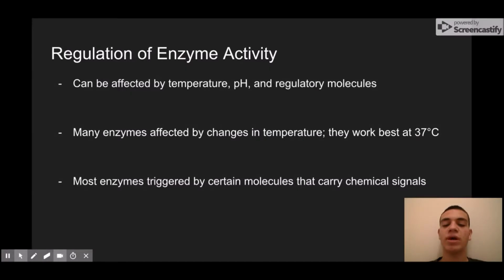Reactions in the human body happen when they need to happen, under certain circumstances. Enzymes are also used for that. They can be affected by temperature, pH level, and regulatory molecules. For example, the stomach enzyme pepsin works best under acidic conditions. Most enzymes are triggered by certain molecules. In a sense, enzymes can be turned on or off with chemical signals.